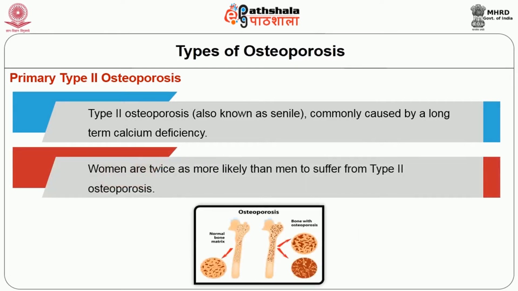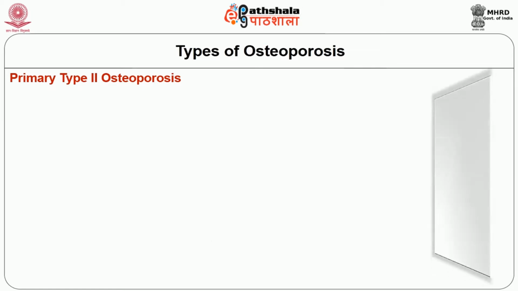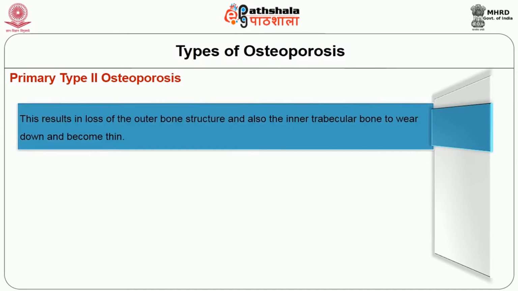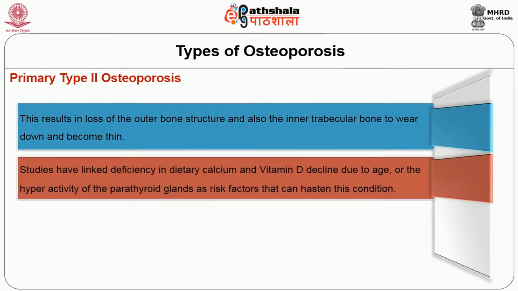The next type is primary type 2 osteoporosis. Type 2 osteoporosis, which is also known as senile, is commonly caused by a long-term calcium deficiency. Women are twice as likely as men to suffer from this type 2 osteoporosis. This results in loss of the outer bone structure, and also causes the inner trabecular bone to wear down and become thin.